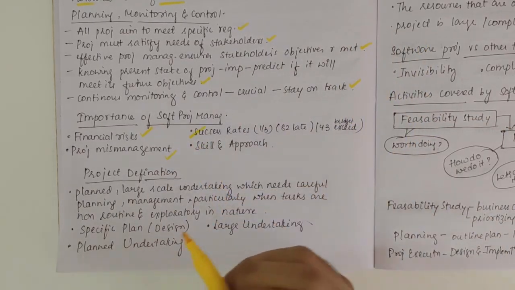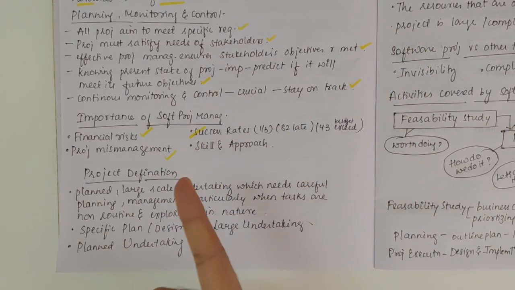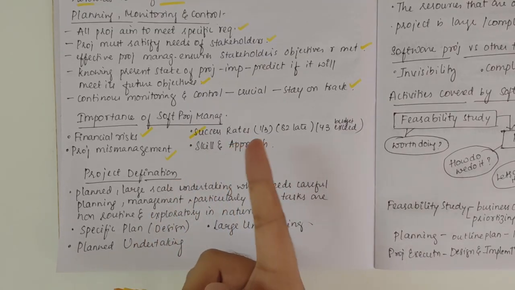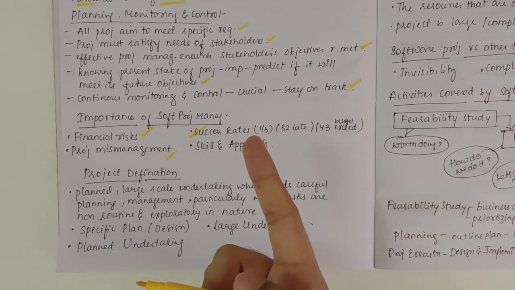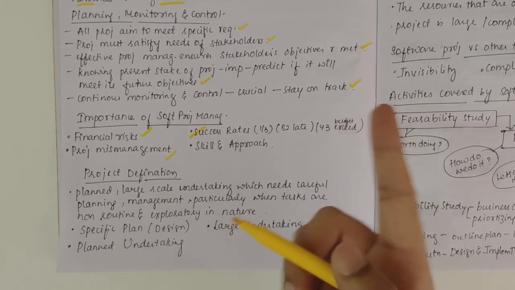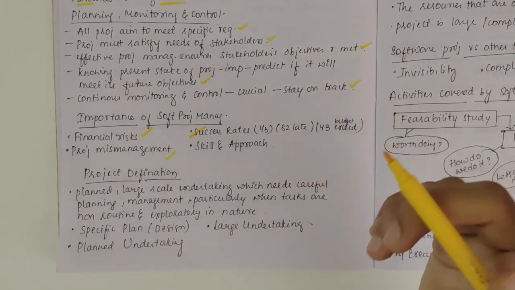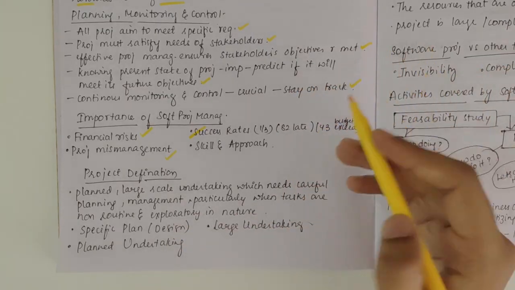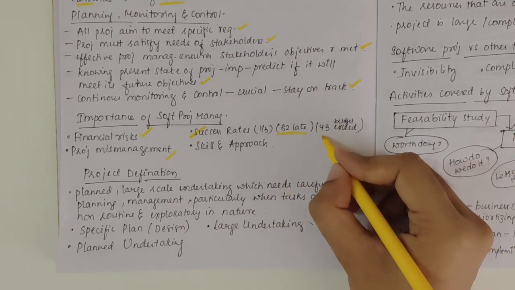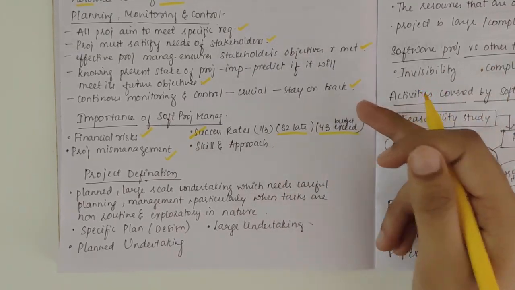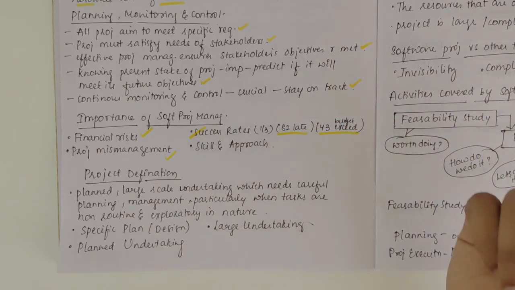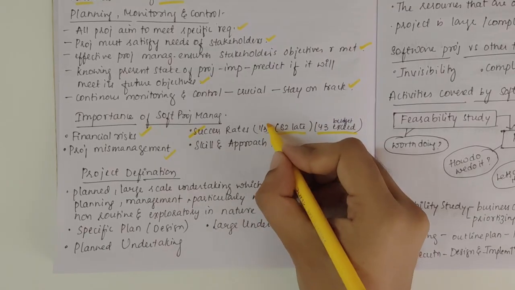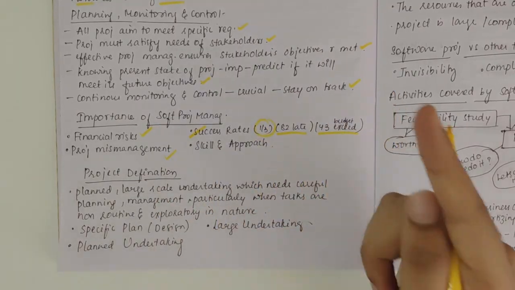Then we have the success rates. In order to make sure that our project works properly and the success rate is high, we should manage it properly. According to a 2003 report, only one-third of analyzed projects were successful. 82% of them were late, and 43% of them exceeded the budget while working on the project. So to avoid all this and get the success rate, we should make sure that our project is managed properly.